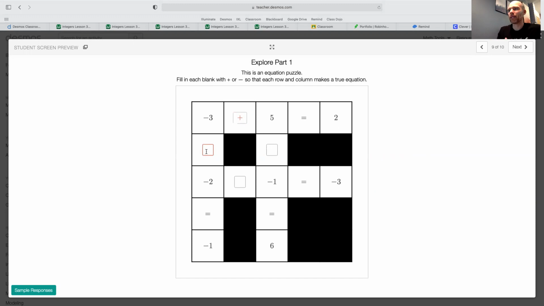Negative 3 blank negative 2 equals negative 1. Well, if we added here, that would be incorrect because you'd have negative 3 plus negative 2. That's negative 5. What I think we want to do is minus the negative here. And so negative 3 minus negative 2 equals negative 1.